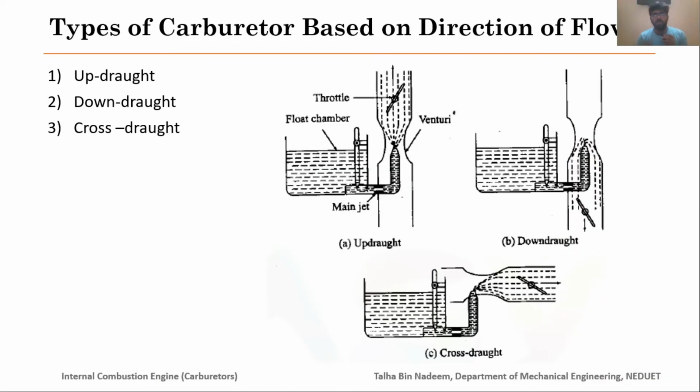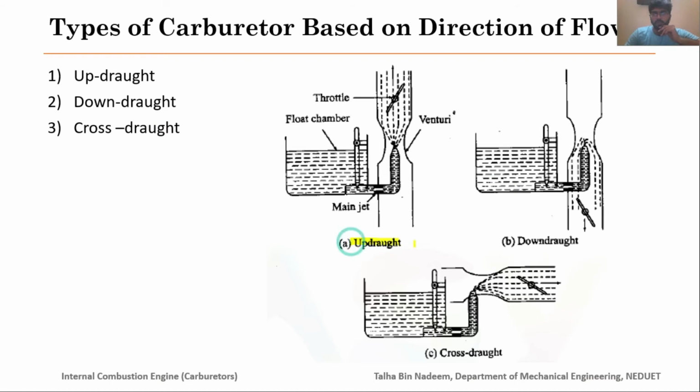Now moving towards the last topic of today, and that is some basic types of the carburetor, which are based on the direction of the flow. So here you can see we have three basic types of carburetor. First one is updraft, then the downdraft, and the third one is cross draft. I have also mentioned the diagrams of these types of carburetor here as well.